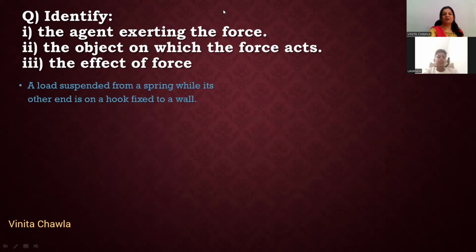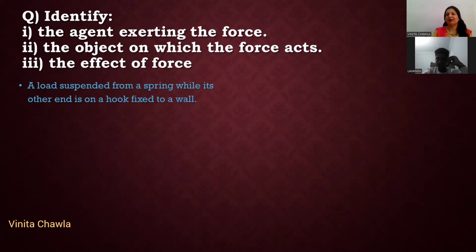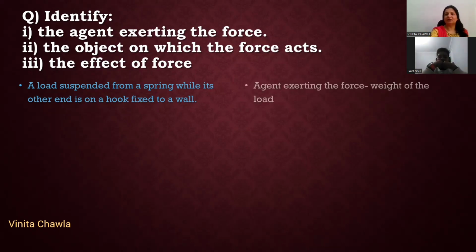A load suspended from a spring while its other end is on a hook fixed to a wall. See, weight is acting in the downward direction. The weight is connected with the spring, so one end is connected with the weight and the other end is connected with the wall. So the agent exerting the force is the weight of the load, because the weight of the load will act in the downward direction.